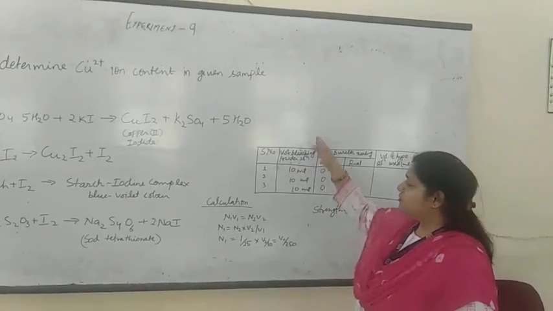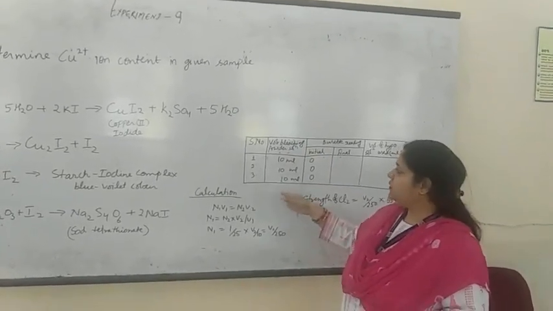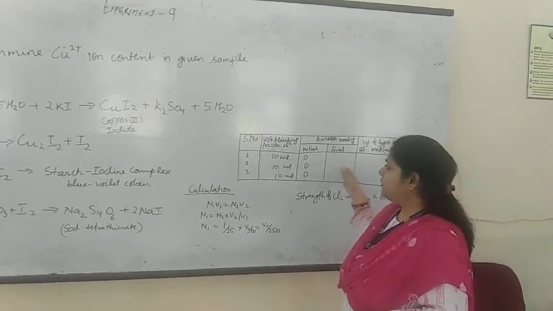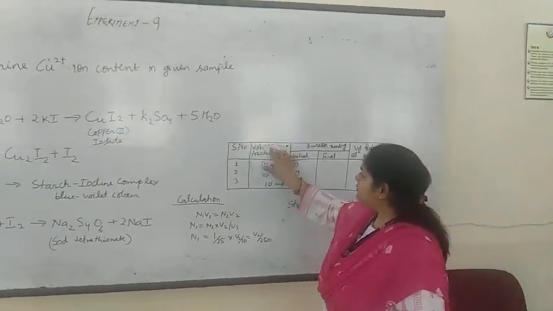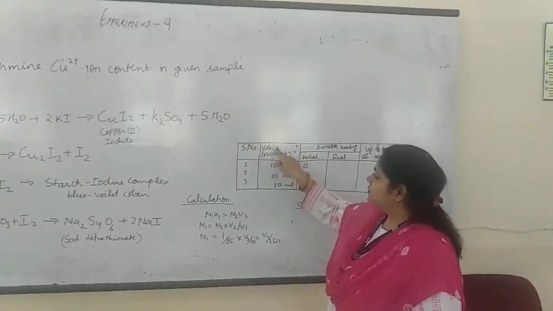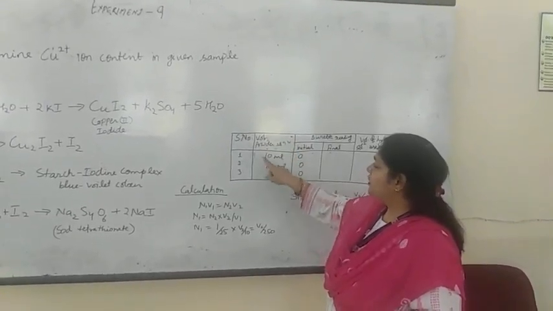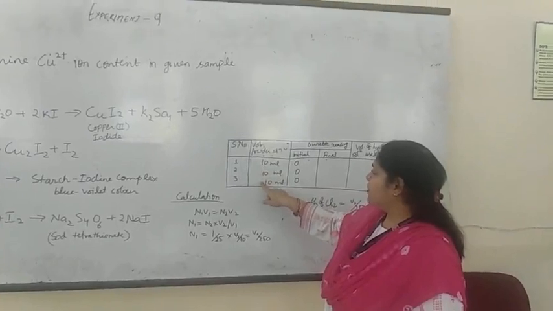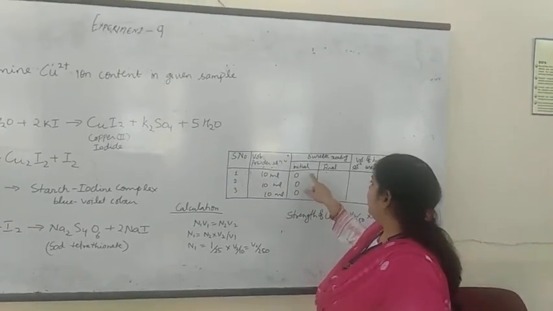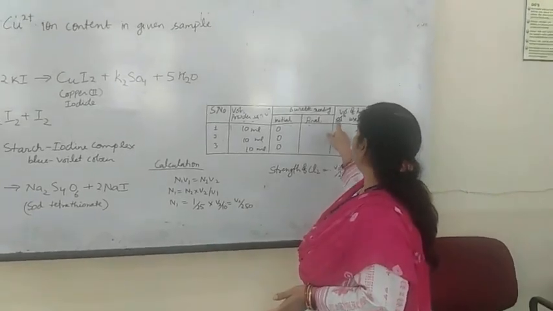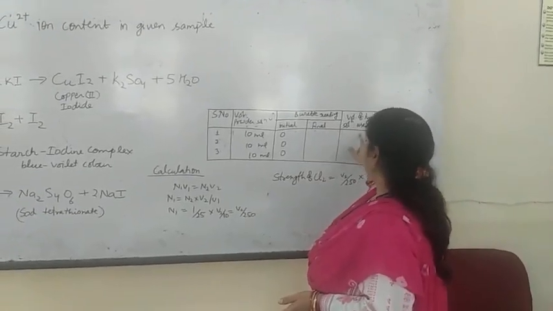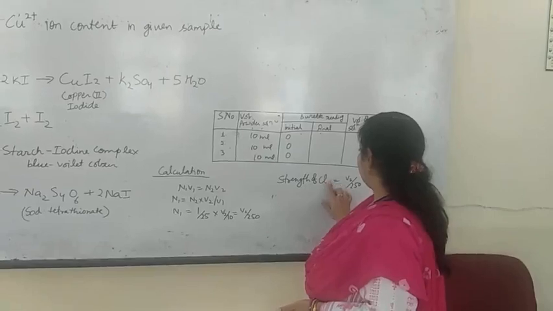For this, first we will prepare an observation table. This is a simple observation table. First we will put serial number, then volume of the copper solution. We will take 10 ml of copper solution, then burette reading, initial and final burette reading. After that, volume of hypo solution used.